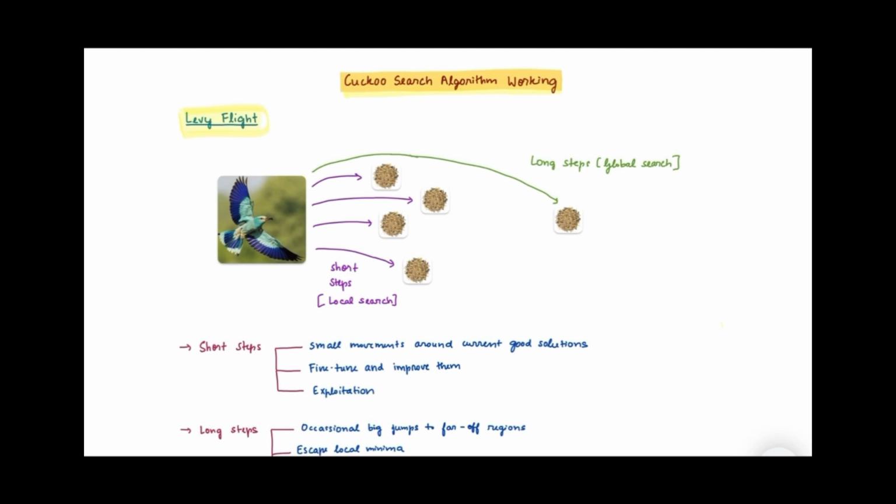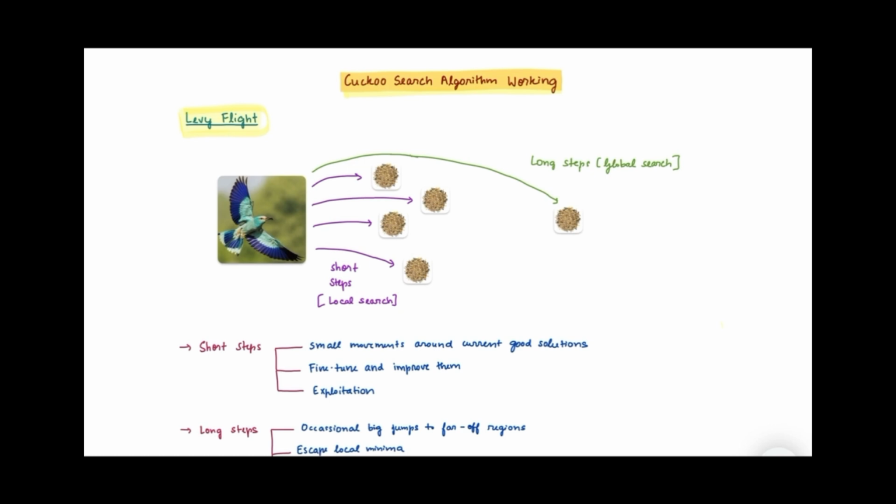First, you check the sofa, table, bed, all nearby things. These are your short steps. But after not finding them for a while, you suddenly go and check your car or your bag in the next room. This is a big jump. So, this mix of a lot of small steps and occasional big jumps is what is called Levy flight.